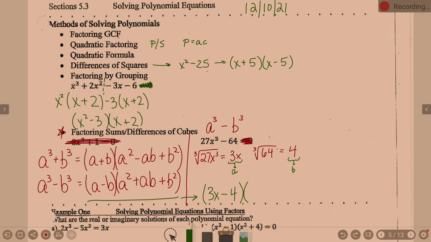Then we have a trinomial. First of all, it's a squared. So it's that cube root, then we have to square it. What do you get when you take 3x and you square it? Make sure you square the 3. And so 3 squared and the x squared is going to be 9x squared. Your sign after a squared is always the opposite of the original problem. My original problem was a minus. That means this is a plus. ab means I'm taking one cube root times the other cube root. And 3x times 4 is 12x. And then plus b squared.